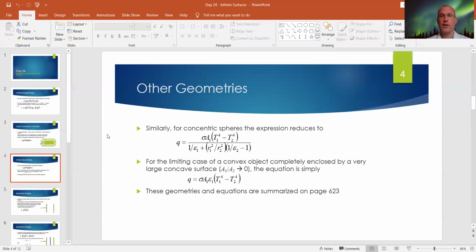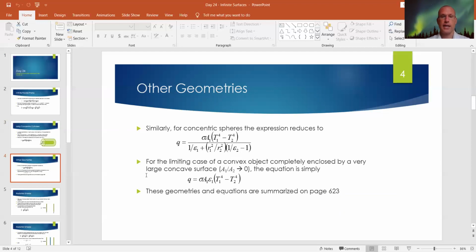The other geometry we deal with a lot is the sphere, and similarly for concentric spheres, basically the same example or same expression. The only difference here is that instead of areas, I have the radii, because the area for a sphere is 4 pi r squared. 4 pi is going to cancel out, so I just have the area ratio as R1 squared over R2 squared. Other than that, exact same equation.